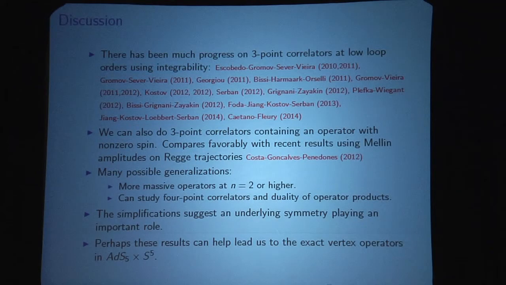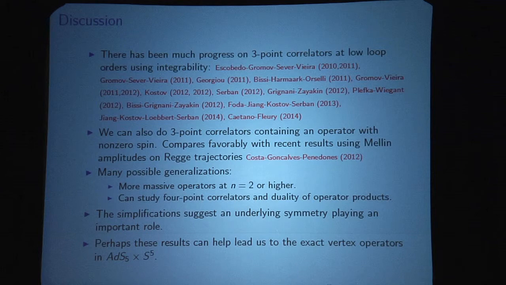So there's been a lot of progress on 3-point correlators, at least at low loop orders using integrability, and here's a long list of contributors to this subject. And so our hope is that our results will give them a target to shoot for. I should also say that we can do 3-point correlators that contain an operator with a non-zero spin, and this compares favorably with some recent results by this Portuguese group.